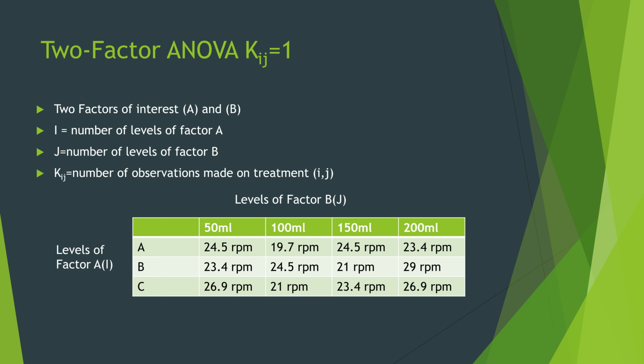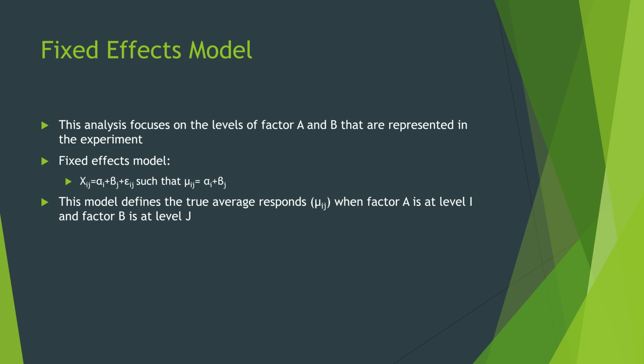Here, there is an example of what a data table and experiment looks like and the chart demonstrating how to identify observation. Now we're going to go ahead and take a look at the fixed effects model, which only looks at the levels that are actually represented in the experiment. It defines a true average response of one factor A, which is level I, and factor B, which is level J.